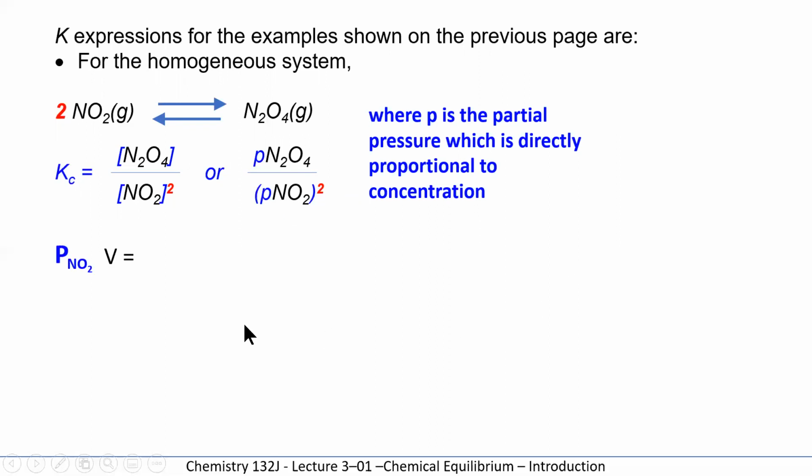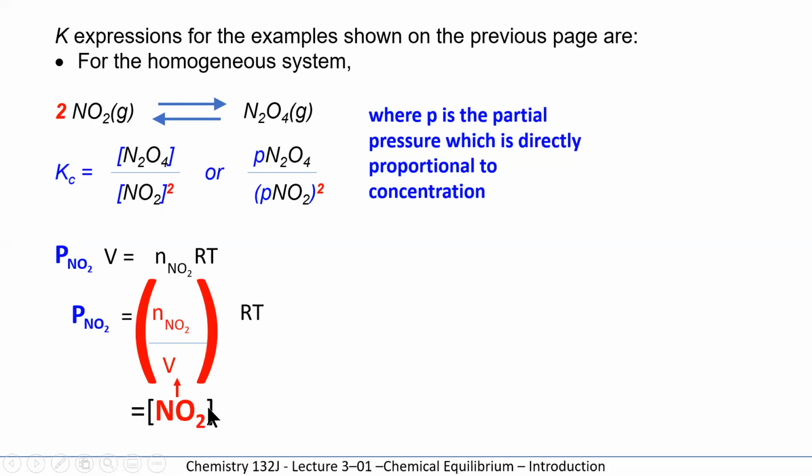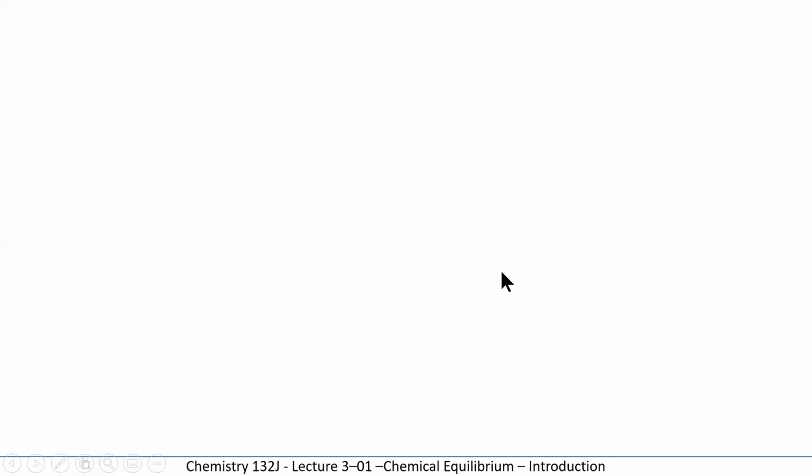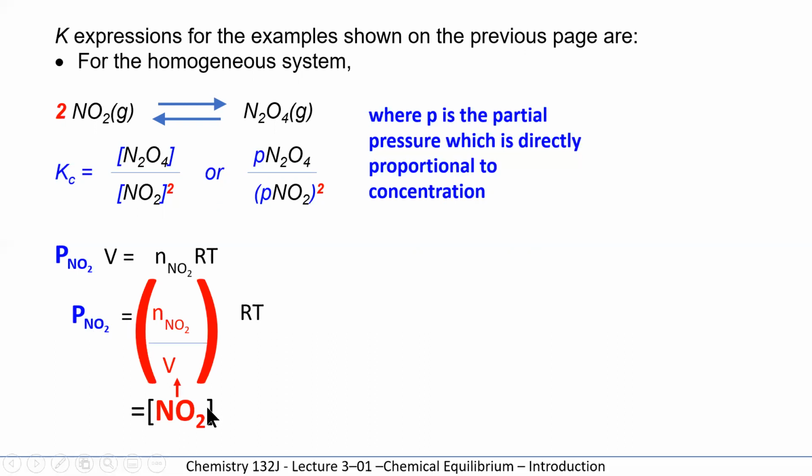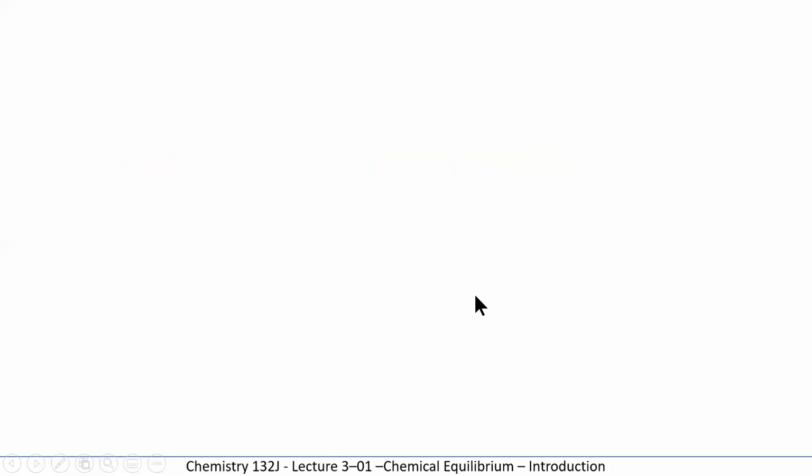So now recall, PV equals nRT. It's an equation you're well versed in. So now if I'm going to rearrange the equation in terms of the pressure of NO2, I end up with number of moles of NO2 divided by volume. Well, isn't that what we call concentration? So now we can see the concentration of NO2 in that equation. So the pressure of NO2 is really the concentration of NO2 in moles per liter times RT. We're going to use that equation later on.